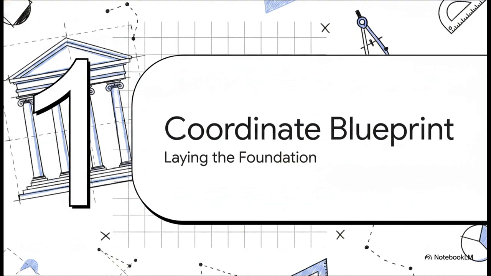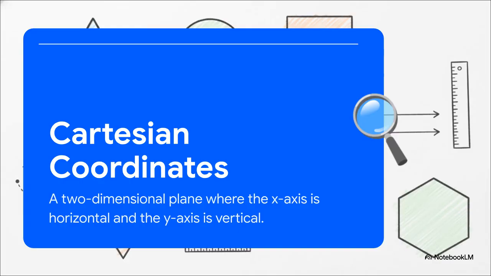All right, starting us off, Section 1, the coordinate blueprint, laying the foundation. So you know every great structure has to start with a perfectly measured, solid blueprint. Well, in geometry, our blueprint is the coordinate plane. And to really understand where this comes from, we actually have to look way back to the 17th century mathematician René Descartes. Now, legend has it that while he was lying sick in bed, Descartes was just staring at this fly, crawling around on his ceiling. And he realized something brilliant.